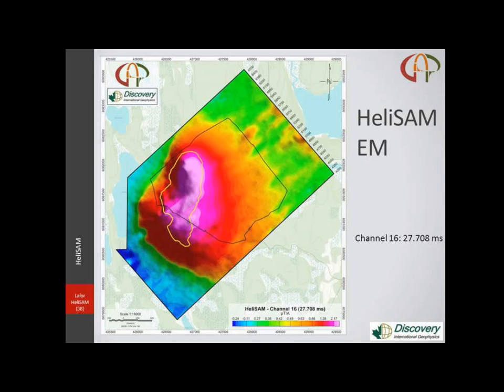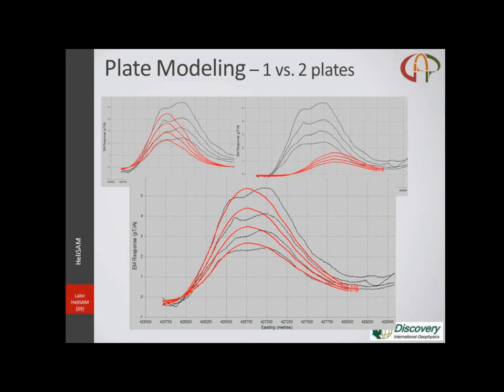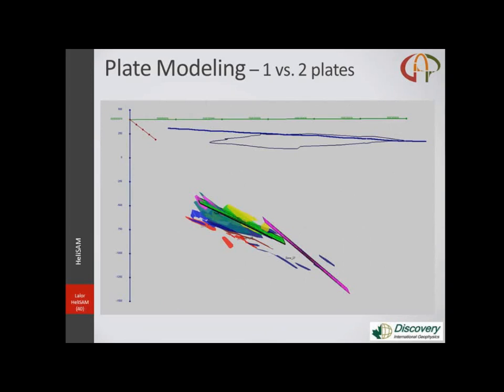So this is the last late channel response. We're obviously going to want to model this. We did some modeling with EMIT's Maxwell software, and we tried modeling it with one plate. Did not receive a particularly pleasing fit, so we added a second plate, and the bottom result there is the fit that we were happy with in terms of a two-plate model.